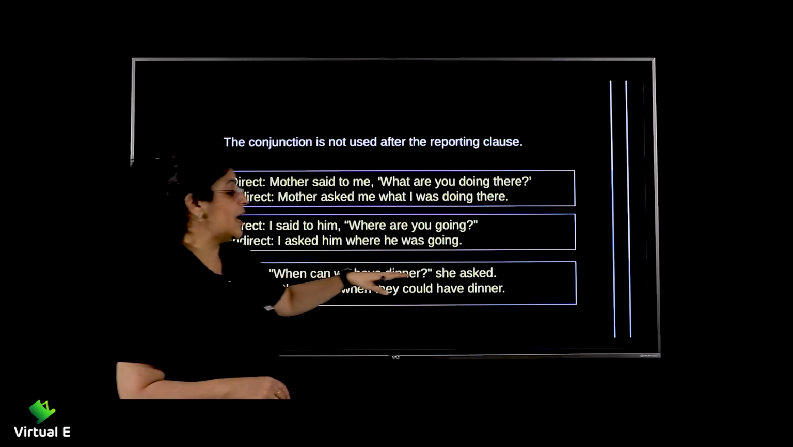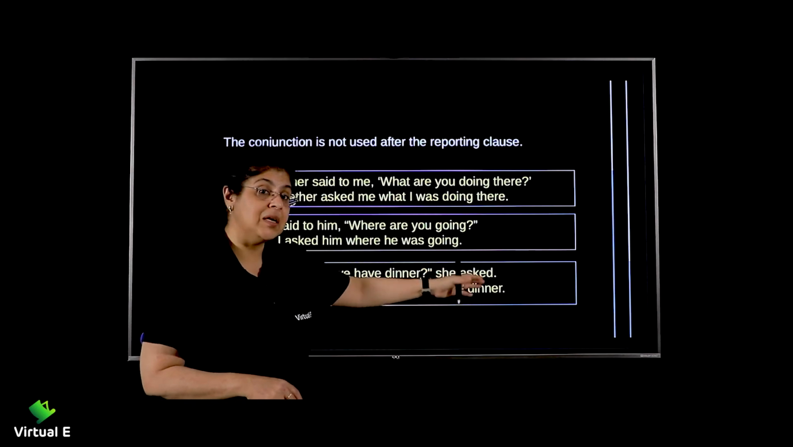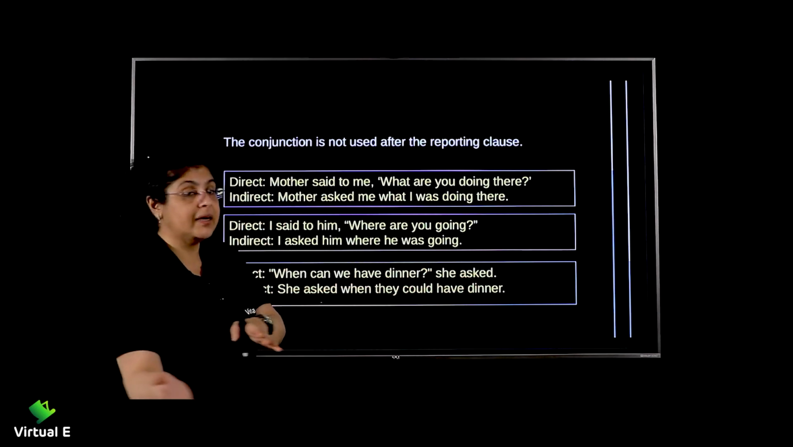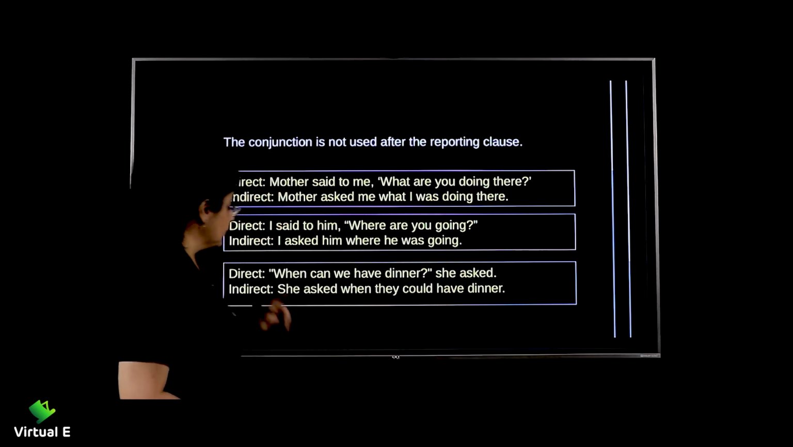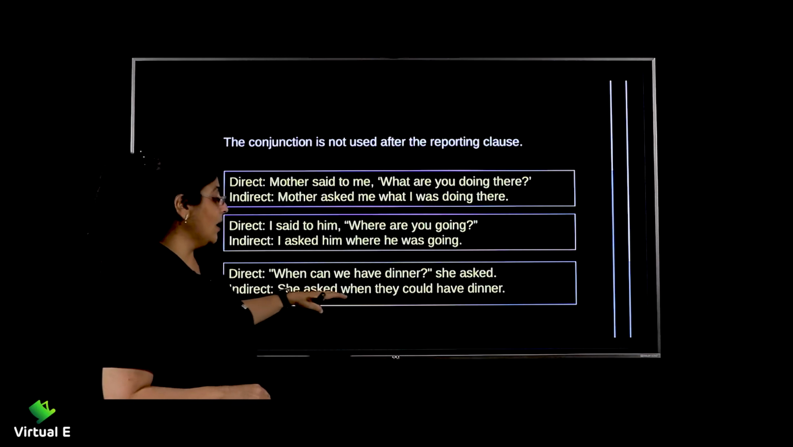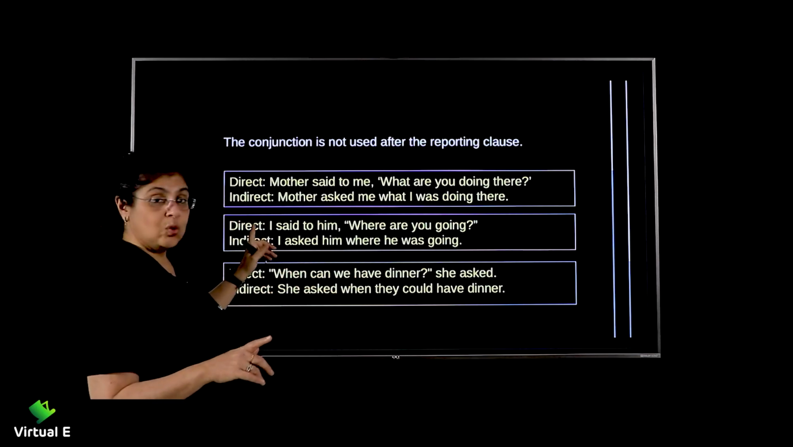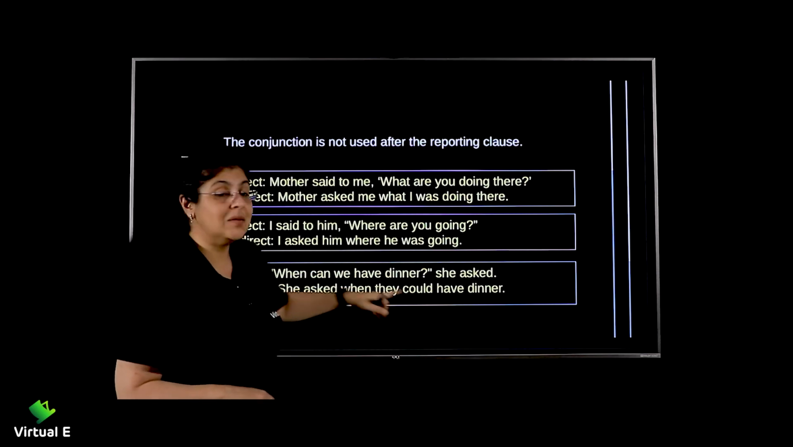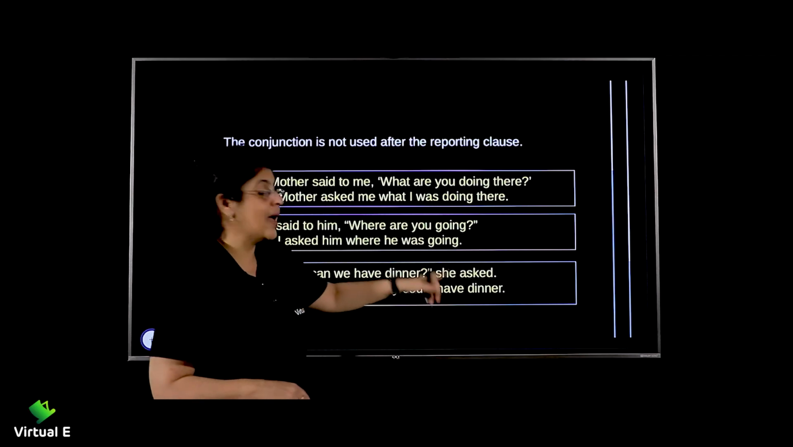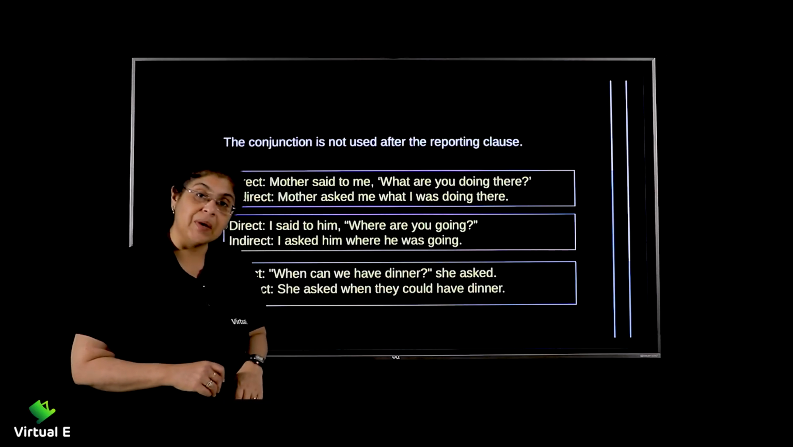When can we have dinner? She asked. Now, do you see your reporting clause has come behind? Remember, right in the beginning, we said it can either come in the front or it can come behind. So you can bring it in the front, not an issue. She asked when. When remains when. WH word, there's no change. Can becomes could. So when they could have dinner, full stop, no question mark.